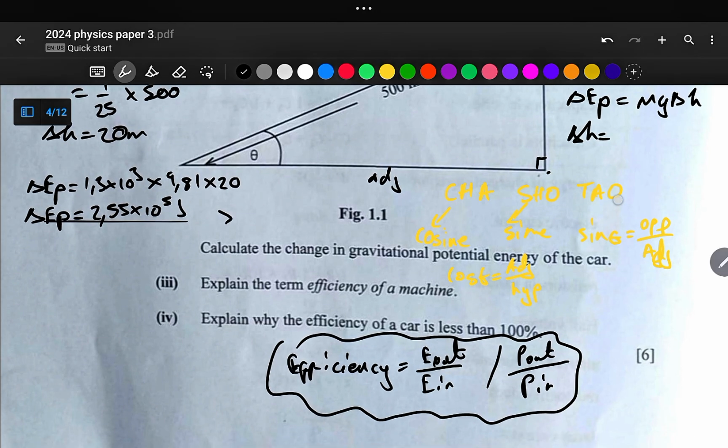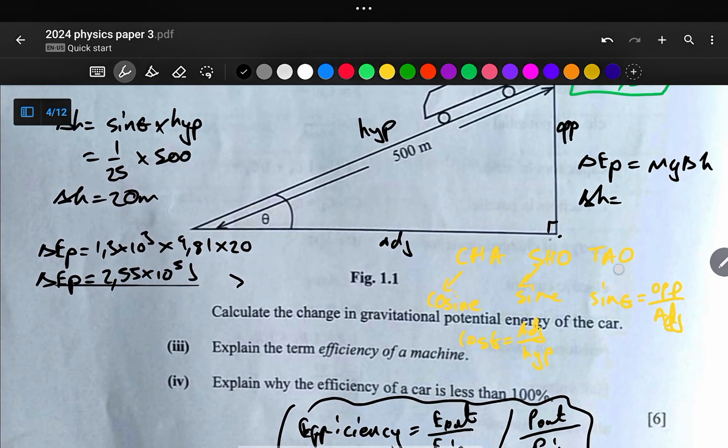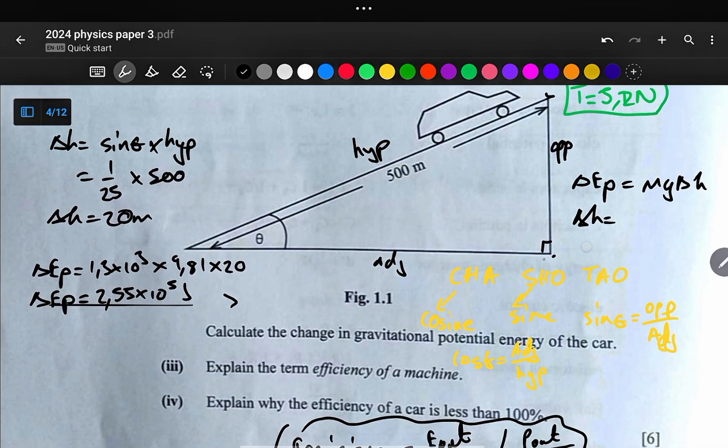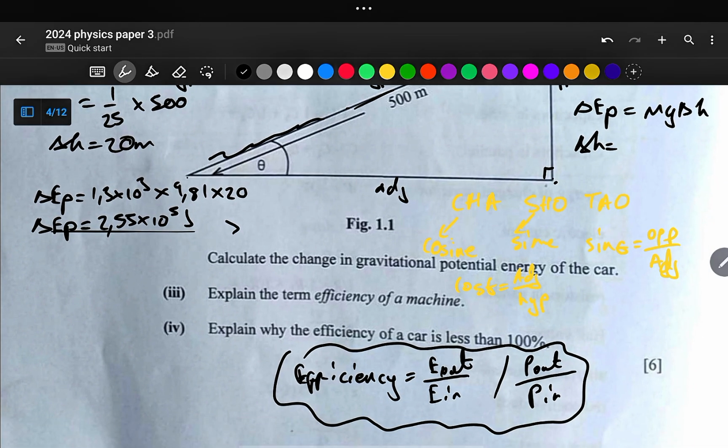And the next part of our question requires us to explain why the efficiency of the car is less than 100%. So the efficiency of every machine is always less than 100%. Why? Because there are other forms of energy. Like this car, it is moving from this point to this point, and this road is rough. So the mechanical energy, or the kinetic energy of this moving car, is not only being converted into gravitational potential energy at this point, but it is also being converted into heat energy due to frictional force on this surface, okay? So due to frictional force, the kinetic energy is not all being converted into gravitational potential energy. That's why the efficiency of the car is less than 100%.